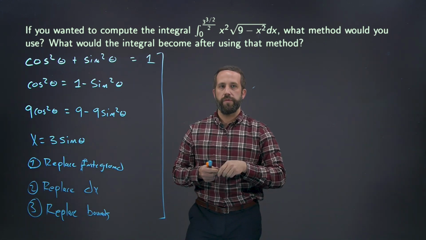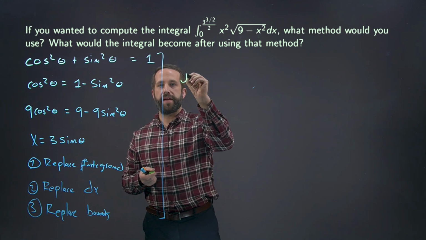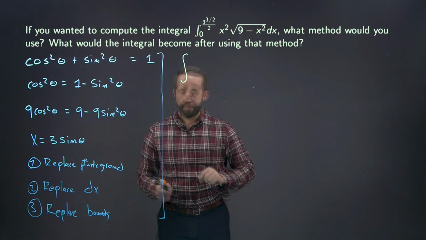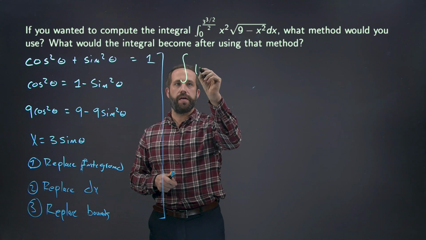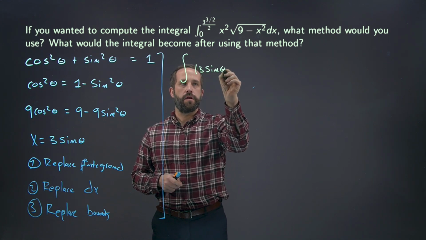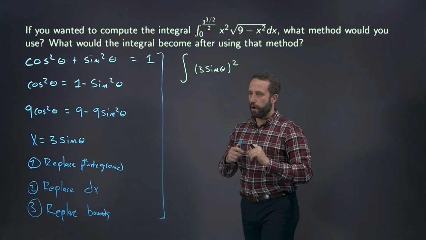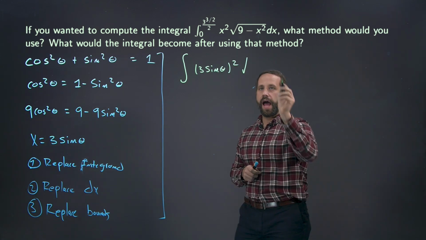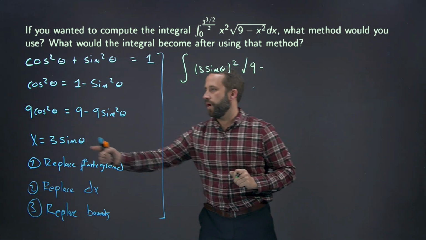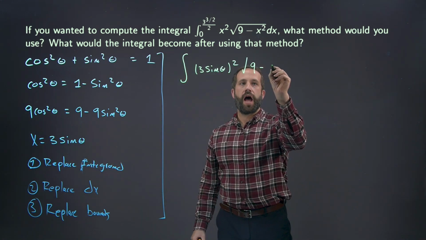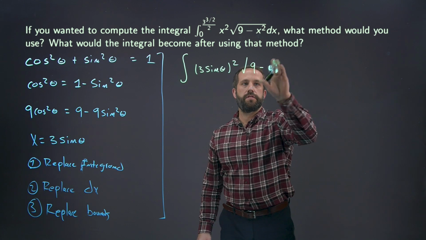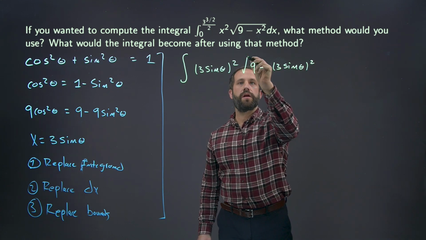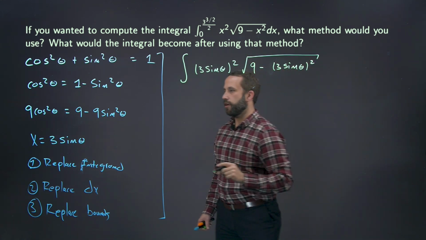So let's just work with what we've got here. I'll make the changes step by step. Okay, so x is equal to 3 sine theta. So therefore, x squared is going to be 3 sine theta squared. And I'm going to do this in a whole bunch of steps. I'm not going to skip anything. I'm going to do everything slowly and explicitly. I have 9 minus x squared. Okay, so x is 3 sine theta. So this is 9 minus 9. Sorry, I said I wasn't skipping steps. 9 minus 3 sine theta squared.